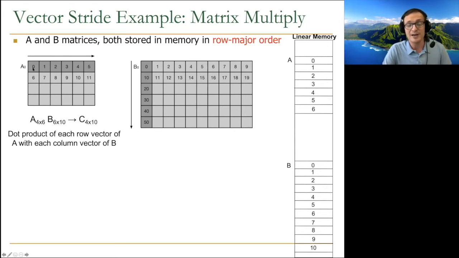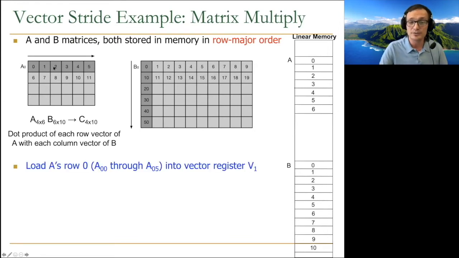So if you're actually doing the multiplication, you're doing the dot product of each row vector of A with each column vector of B and storing the result in one element of C. To be able to do that, you need to first load A's row 0 into vector register 1, 6 elements. So your vector length is 6 in this case.